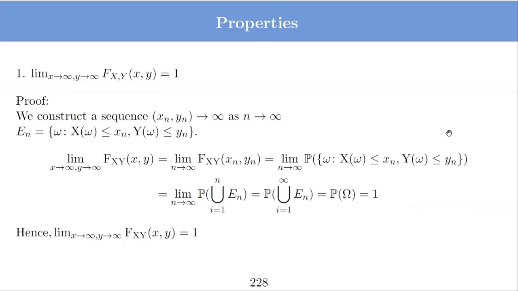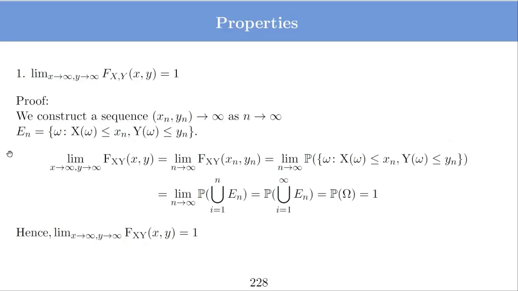Now, what are the properties of it? First of all, if x and y both move to infinity, the CDF would be 1. This is very easy to see because as you move x and y both to infinity, the set of omega such that X(omega) is less than x and Y(omega) is less than y basically covers all the possible outcomes, because X(omega) and Y(omega) can only take a value less than infinity. To prove it formally, we will apply a similar method. We construct a two-dimensional sequence of xn and yn such that both move to infinity as n goes to infinity.